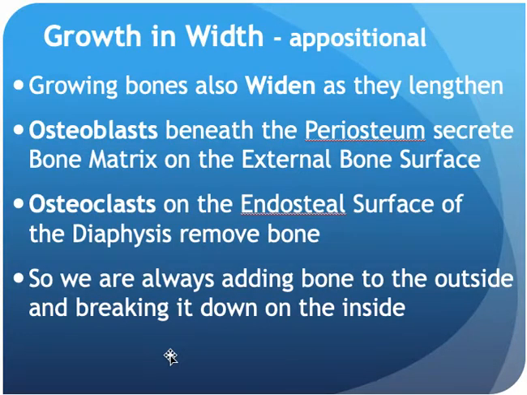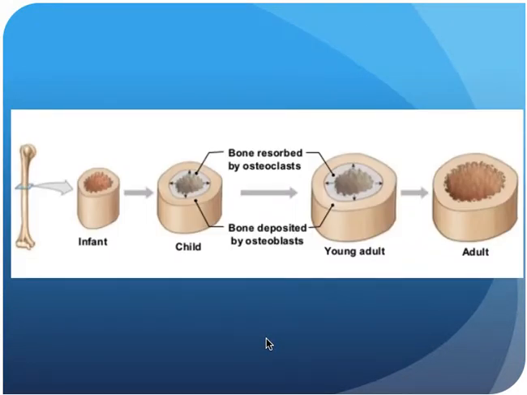So we're always adding bone on the outside and breaking it down on the inside, and we're going to see a good picture here that explains that pretty well too. Okay, so here is our bone here again. So again, we're always adding bone on the outside, but we're continually hollowing out the center here too. Okay, so it creates this bone where the thickness stays relatively the same, but we get an increase in the size of the cavity. So the overall width of the bone grows, but the thickness of the walls stays very similar. And then again, we just increase the size of that cavity in the center.